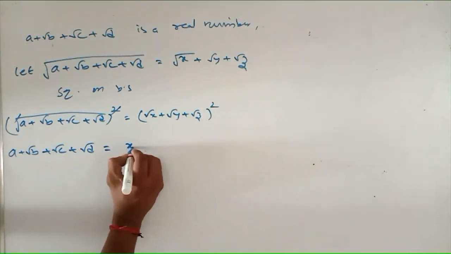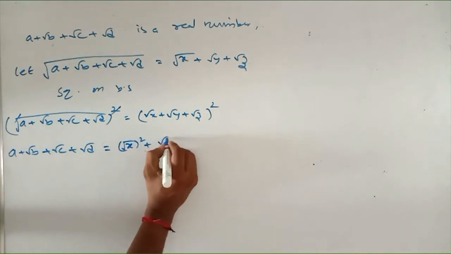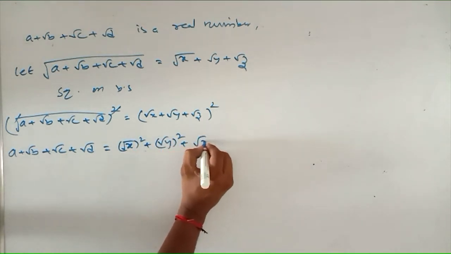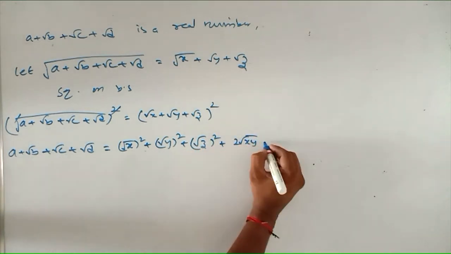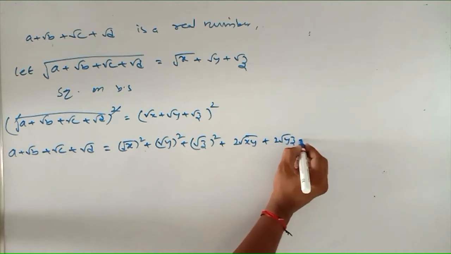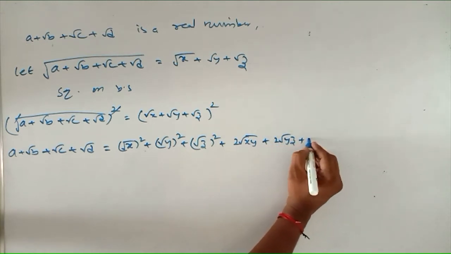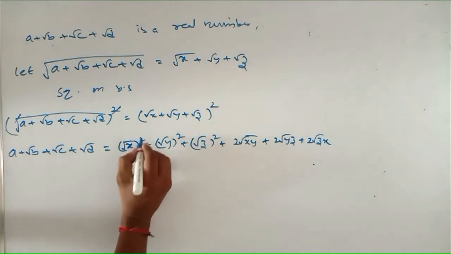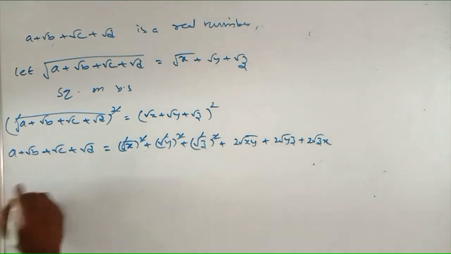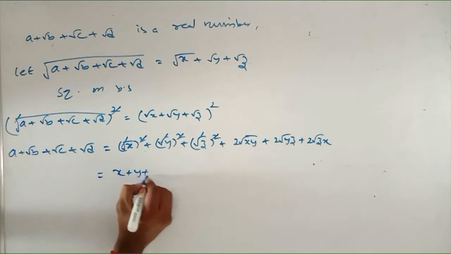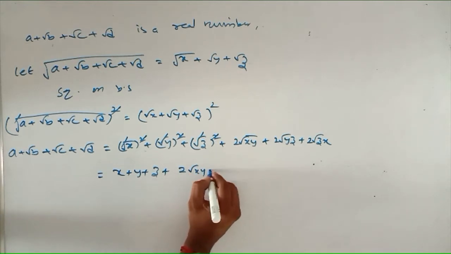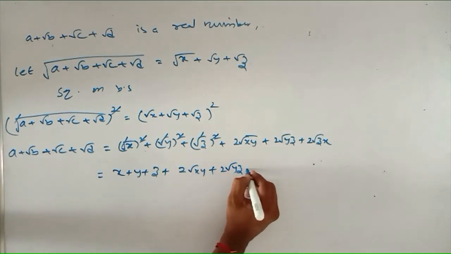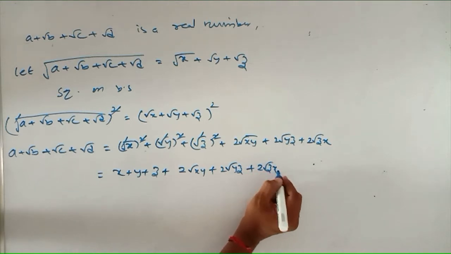So a square plus b square plus c square plus 2ab plus 2bc plus 2ca. That is equal to x plus y plus z plus 2, I am taking common, 2 into root xy plus root yz plus root zx.